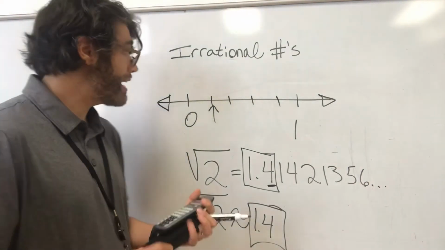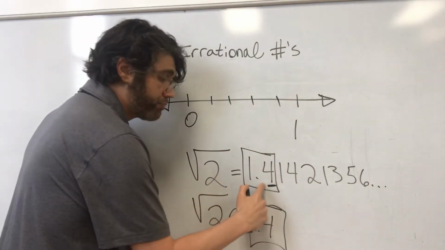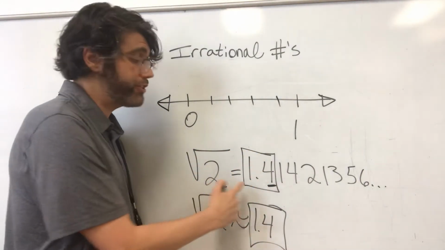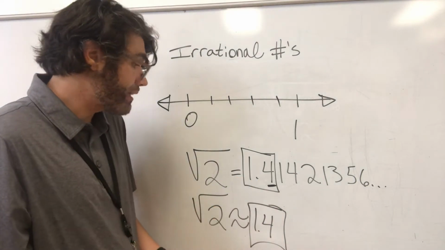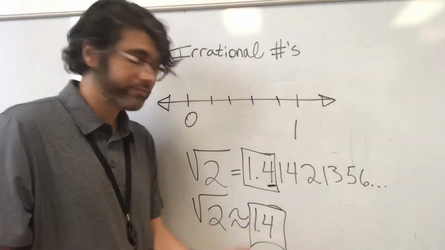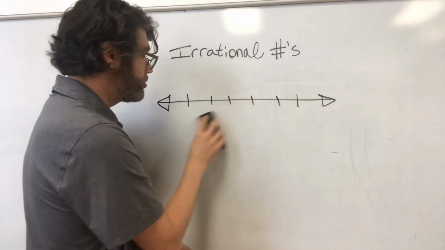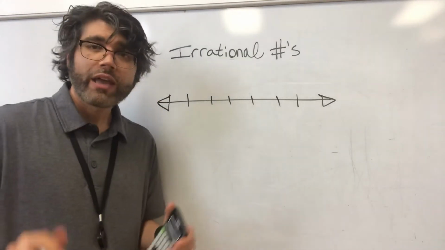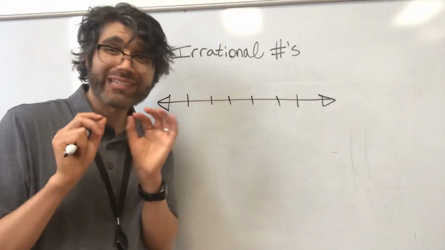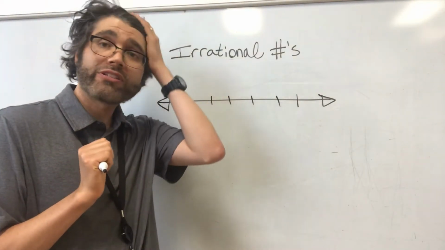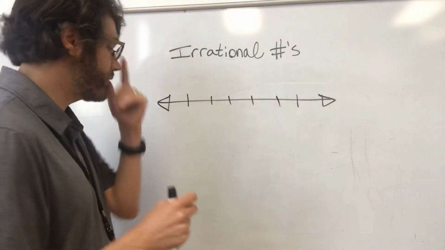Okay, so now that you have been able to approximate irrational numbers by rounding off or by estimating, now I'd like to give you some more examples. Even though we can't precisely put numbers that are irrational on the number line, we can get pretty close. So let's do another example.